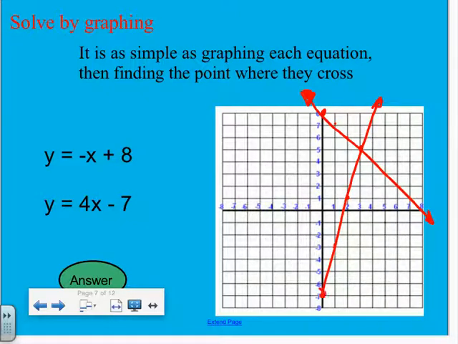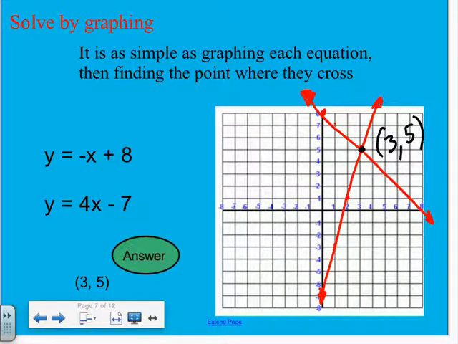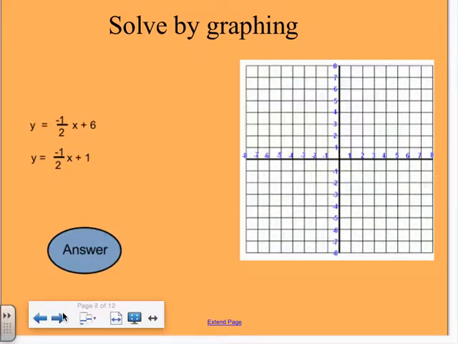Winner, winner, chicken dinner. Now, we want to solve it. So right here, put my little black dot. 3 and 5. So 3, 5 is what I got. Move my answer thing. 3, 5 is what they got. Okay, that's how simple it can be sometimes. Let's try the next one.